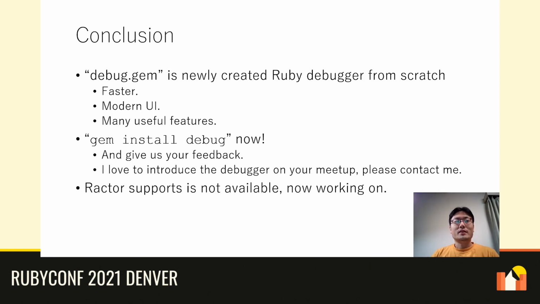This is the conclusion. Debug.gem is a newly created Ruby debugger from scratch. It is fast, it has a modern user interface, and it provides many features. You can use it now by installing this gem. This gem is not matured, so your feedback will help us. If you need advice or if you have any requests, feel free to contact us.